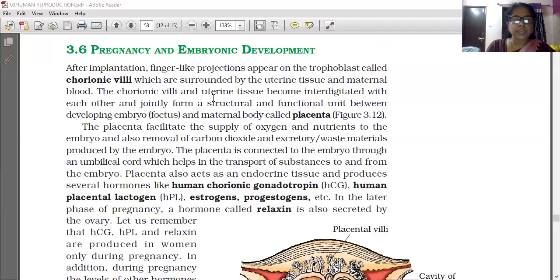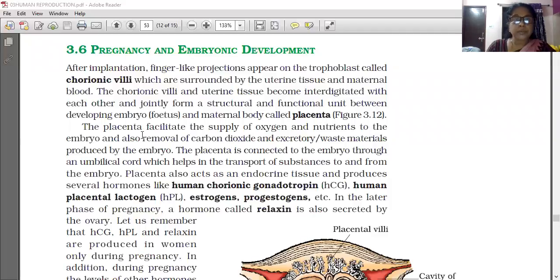The chorionic villi and uterine tissue become interdigitated with each other. Both of them are connected with each other, and they jointly form a structural and functional unit between the developing embryo, that is the fetus, and the maternal body, called the placenta. So chorionic villi and placenta, two terms we have learned now. What is meant by chorionic villi?